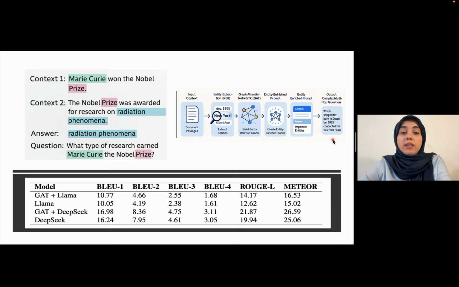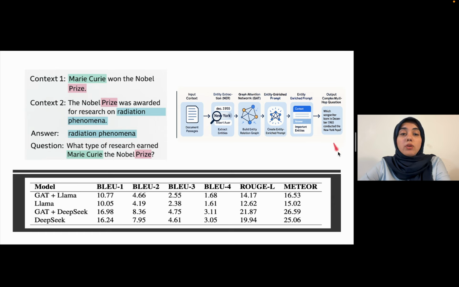for multi-hop reasoning. An important aspect of our work is that it operates in a zero-shot setting. We don't fine-tune the language model. Instead, we simply modify the input prompt to include the graph-based reasoning signal. This makes our approach lightweight, adaptable, and easy to integrate with different models.